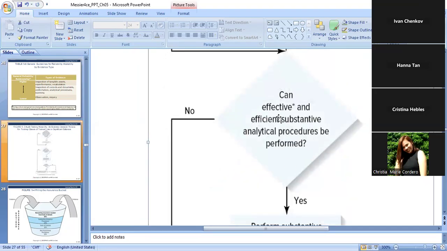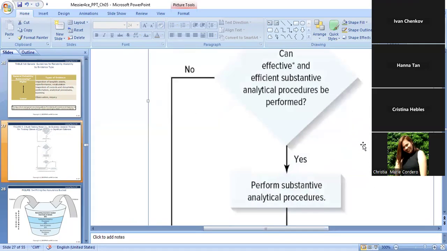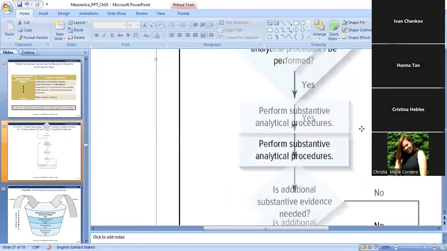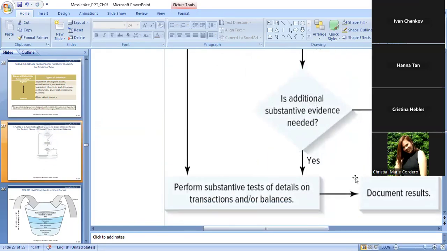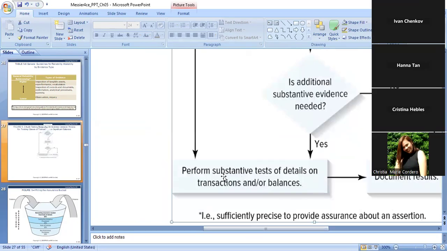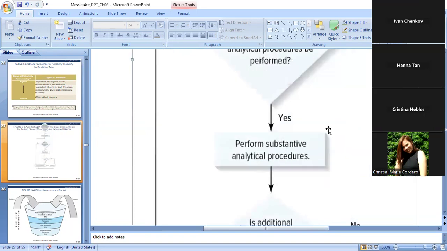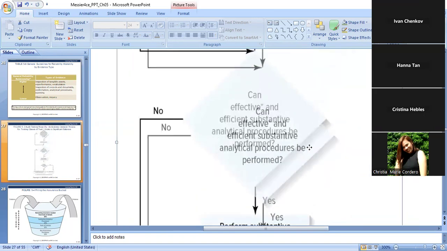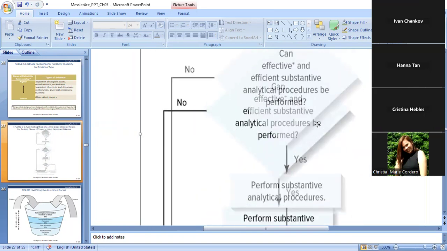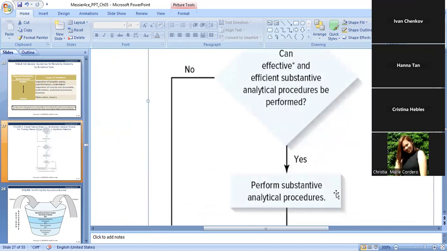Can effective and efficient substantive analytical procedures be performed? If the answer is no, then we're going all the way to substantive details on the transactions and the balances. If the answer is yes, then we're going to perform substantive analytical procedures.